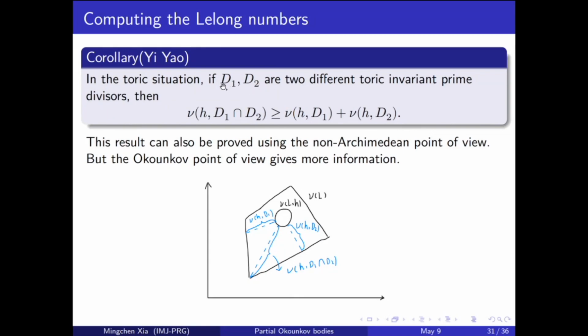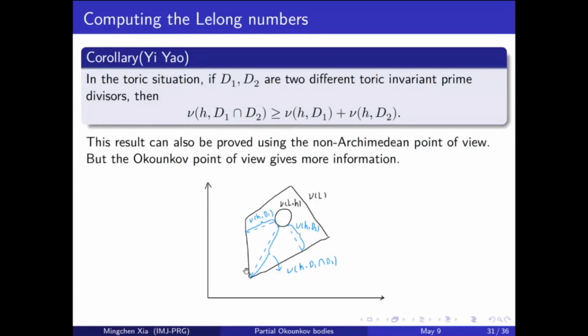We consider two different prime divisors, toric invariant, of course, D1 and D2. Then the generic Lelong number of h along the intersection of D1 and D2 is bigger than the sum of the generic Lelong number along D1 plus the generic Lelong number along D2. This seems to be a rather strong inequality. And if you look at it in the picture, it's something very simple.